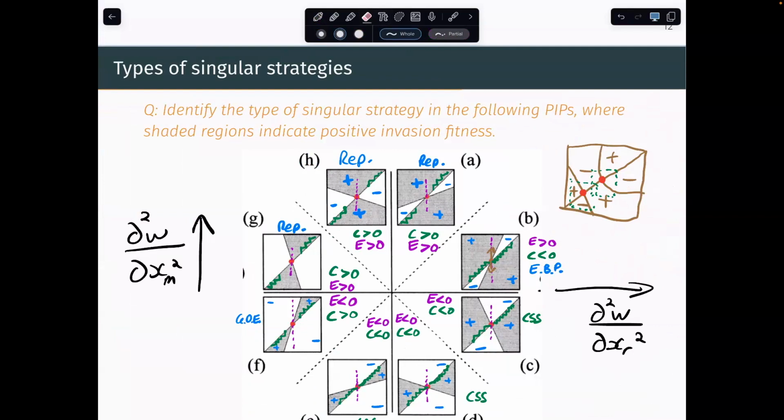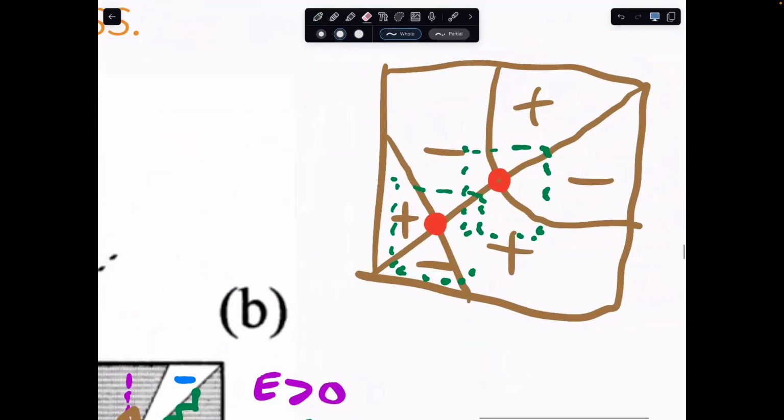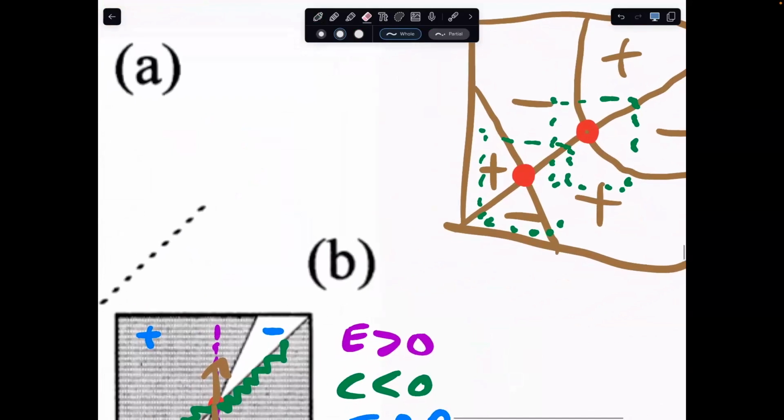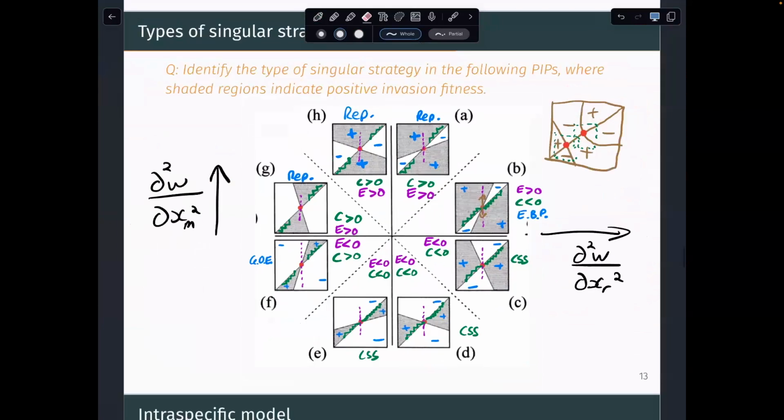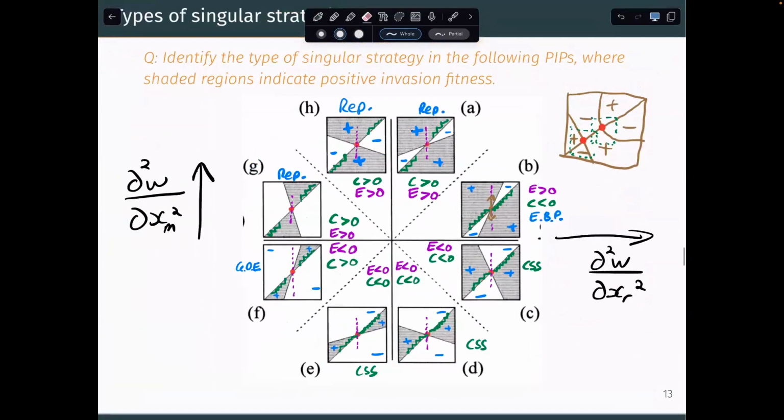So this one up here on the top right would be a repeller, and the one on the bottom would be a CSS. Just like in normal dynamical systems, in an ecological sense, you can't have two things that are convergent stable next to each other. There has to be a repeller between them. I don't know if you remember from your ODE systems that you can't have two stable equilibria next to each other. There has to be an unstable one between them. It has to go stable, unstable, stable, unstable. Same thing in an evolutionary sense. Because these signs are flipping, you can't have two convergent stable things next to each other.